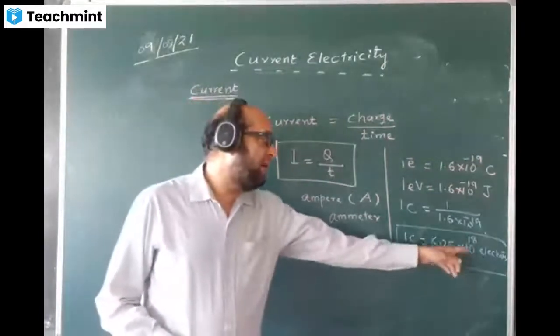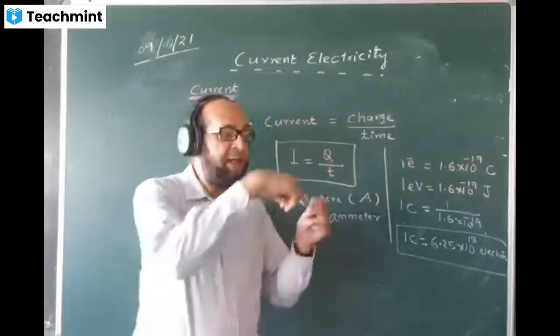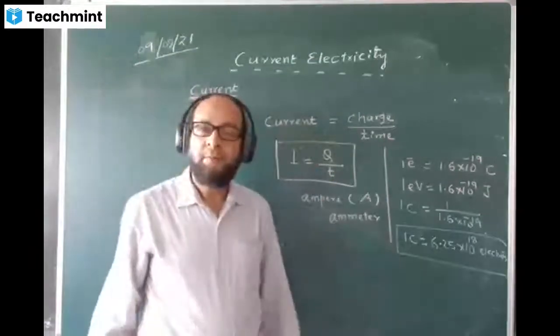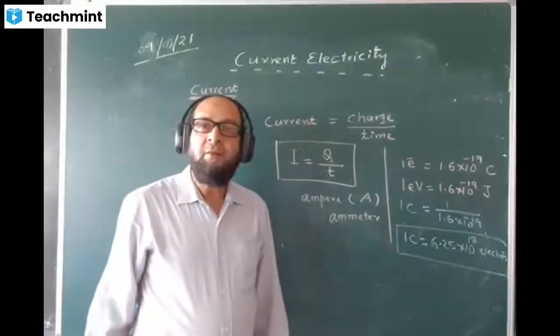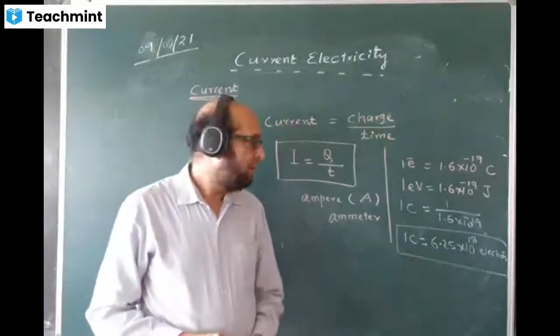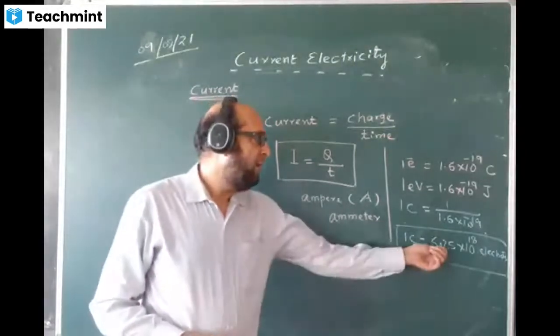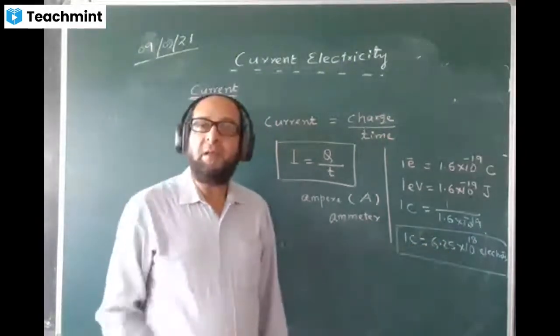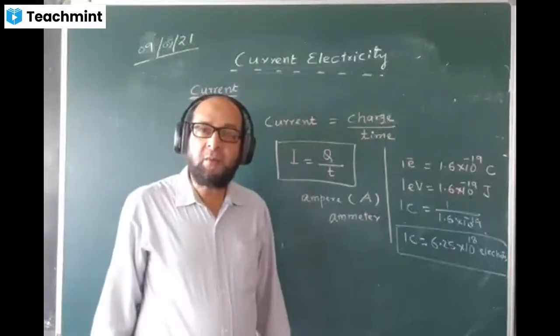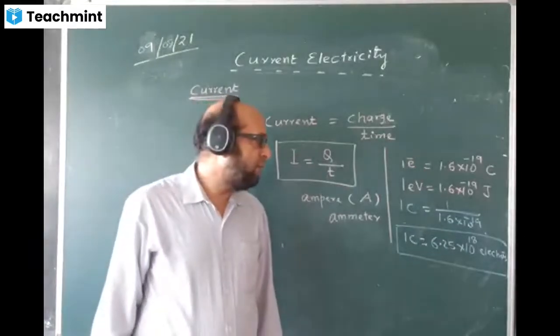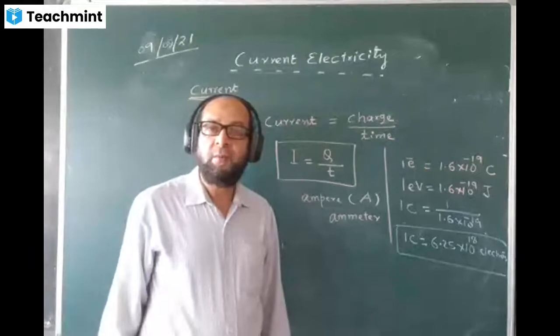Just imagine 10 to the power of 18: 1 and 18 zeros will come. So when one coulomb of charge is flowing, that means these many electrons, 6.25 into 10 to the power of 18 electrons, are moving within the conductor.